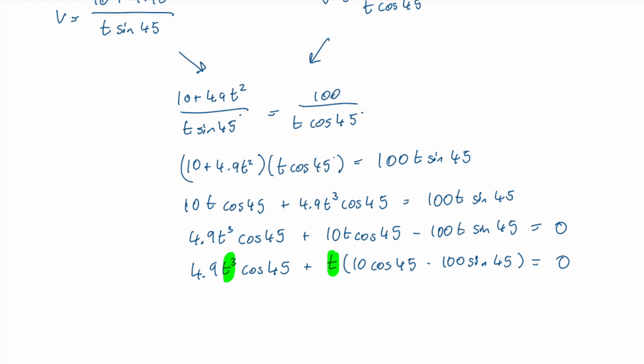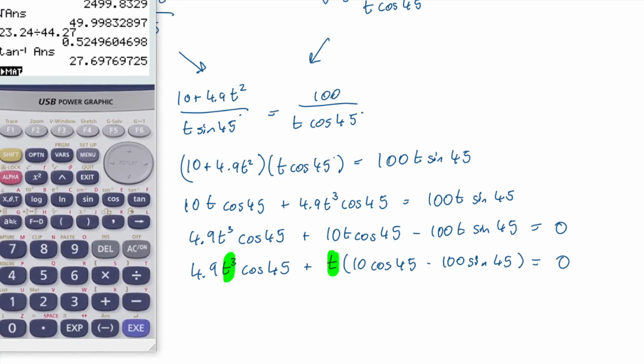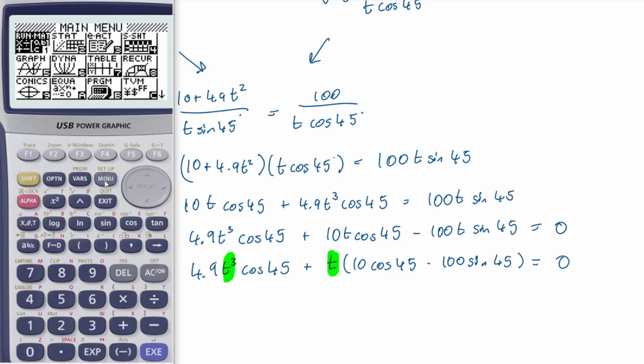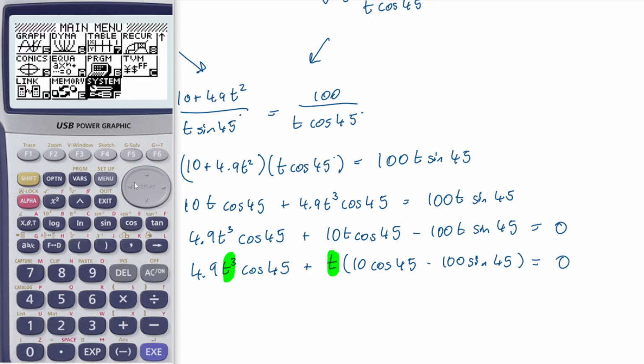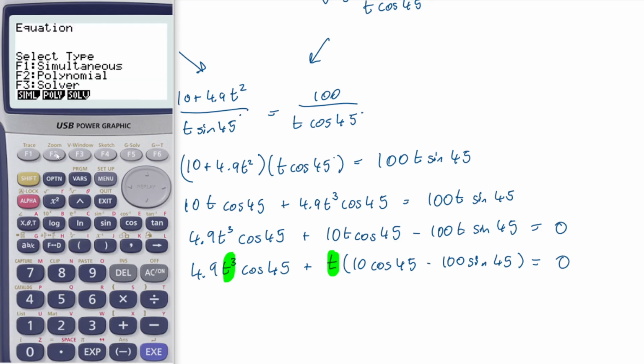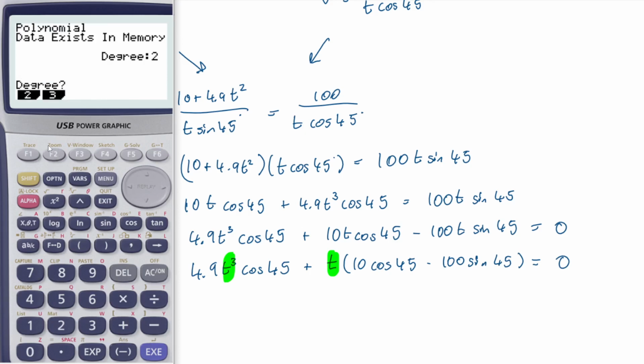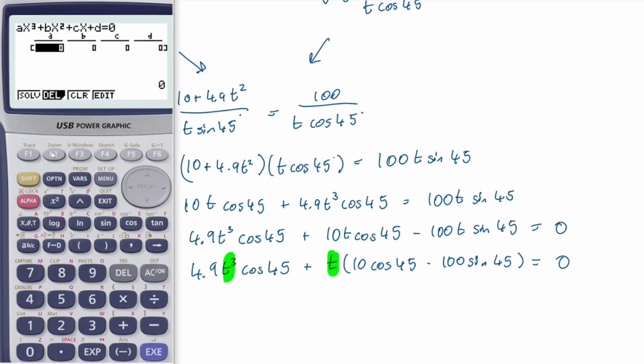Let me just get out my calculator. So we go menu, equa for equation solver, polynomial, degree 3 for a cubic. Now the a term is 4.9 times cos of 45. Make sure your calculator is in degrees. Our b term is actually 0. We don't have a t squared term.